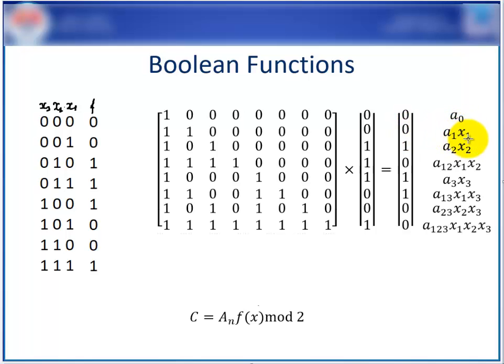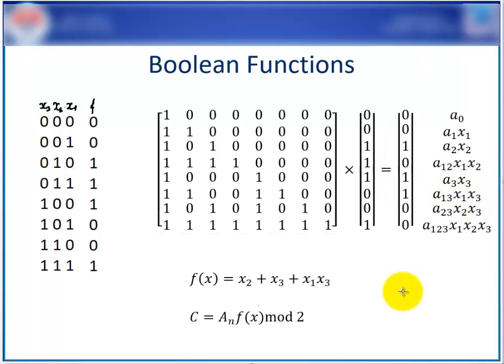of the corresponding x's. So now we have the value of a2, which is equal to 1, the value of coefficient a3 is equal to 1, and the value of coefficient a13 is equal to 1. So our algebraic normal form for the function given with this truth table is equal to x2 plus x3 plus x1 and x3.